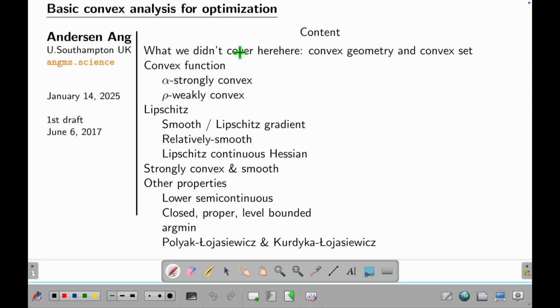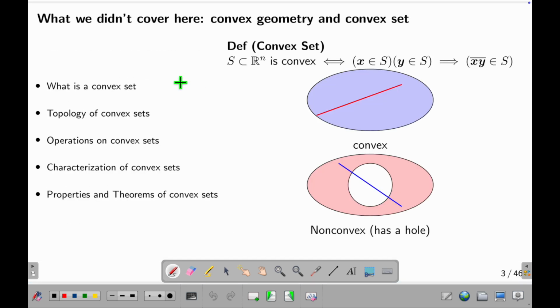So basically, this is an overview. We will not cover much about convex geometry and convex sets. If we work on polyhedral sets, that means linear programming, then this part is actually very important, but we don't. So we just know some basic things, enough. What is important is convexity for the function, not on the set. What is a convex set? The topology of a convex set, the operation of a convex set, characterization of a convex set, and property and theorem of convex sets. These are not our focus.